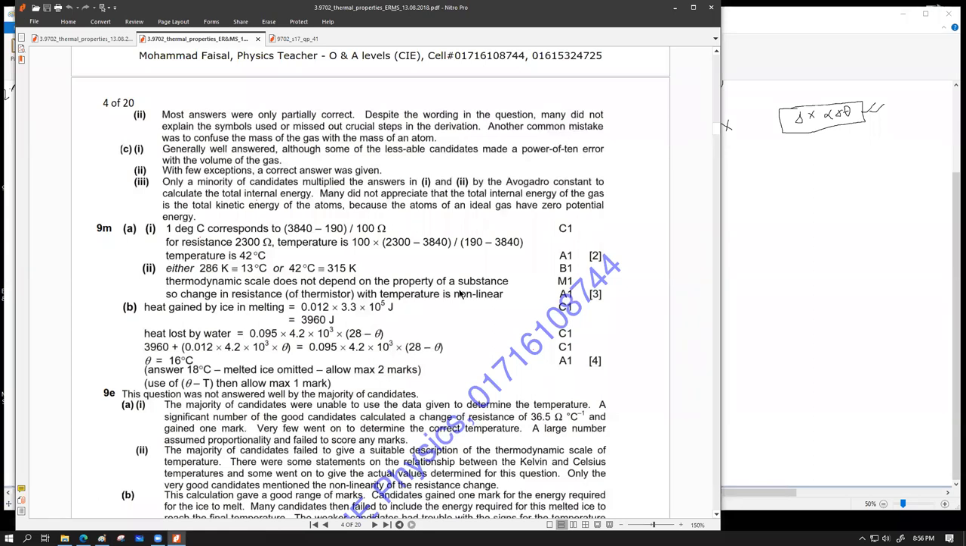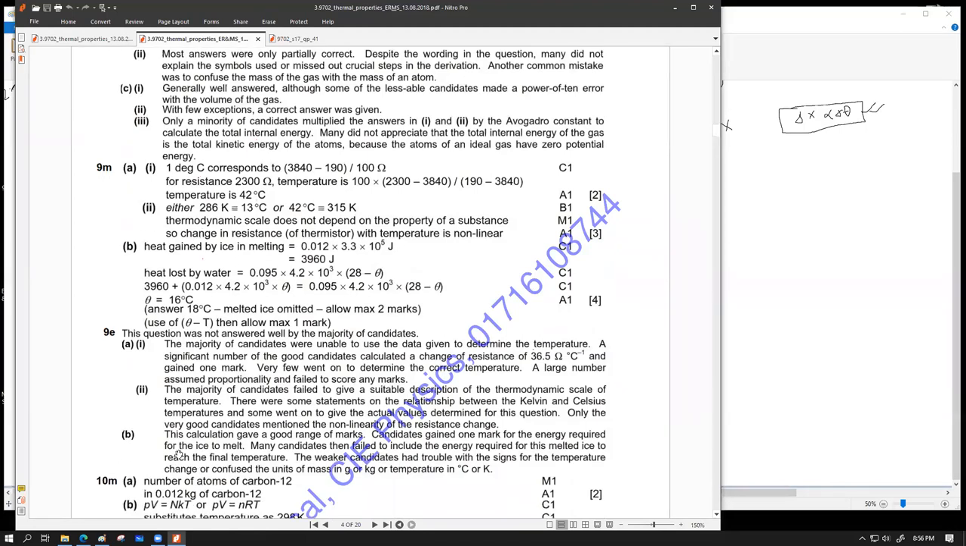And finally, what they're saying: the change in resistance of the thermometer with temperature is non-linear. So if you want to plot the resistance versus thermodynamic temperature, you are going to end up with a non-linear graph. So your delta K might be proportional to delta theta. Yes, but hold on, the change in resistance. Examiners' report: the majority of candidates failed to give a suitable description of the thermodynamic scale of temperature. There were some elements in the relationship between the Kelvin system, and some went on to give the actual values determining this for this question. Few candidates mentioned the non-linearity of the resistance change.